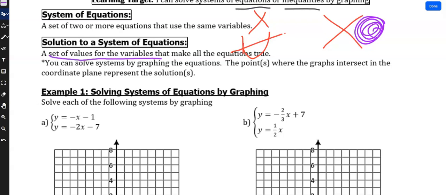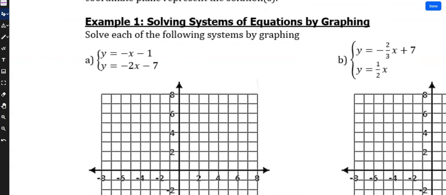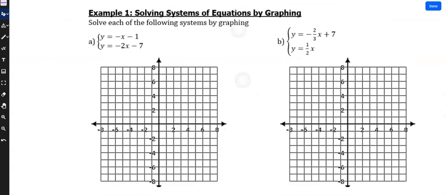So in terms of actual equations, the solution is a set of values for the variables that make all the equations true. So in other words, you can plug the points in and you get what we call true statements. So we'll take a look at that here in a second. So how would we graph this one?